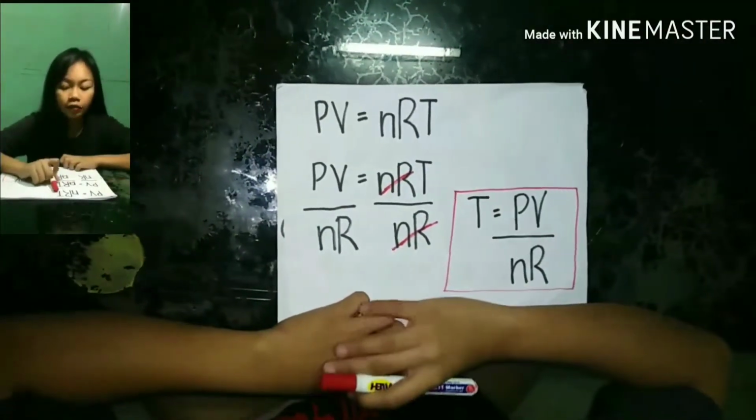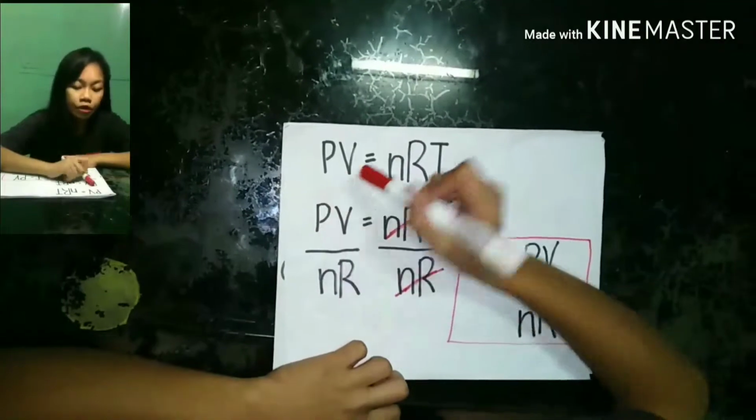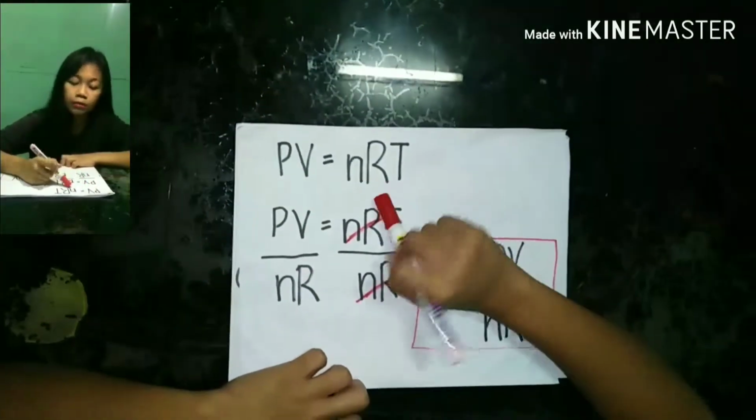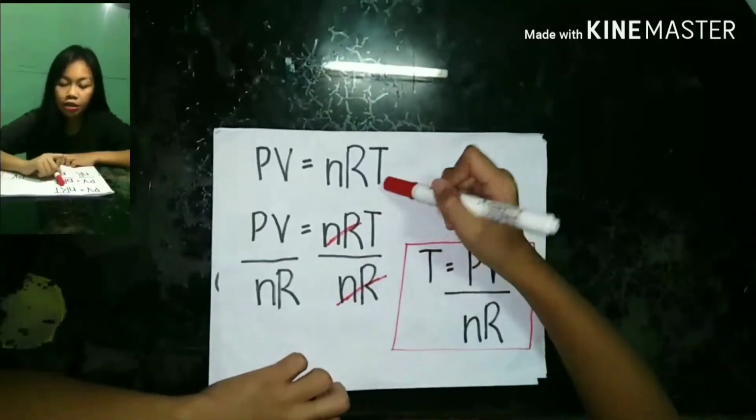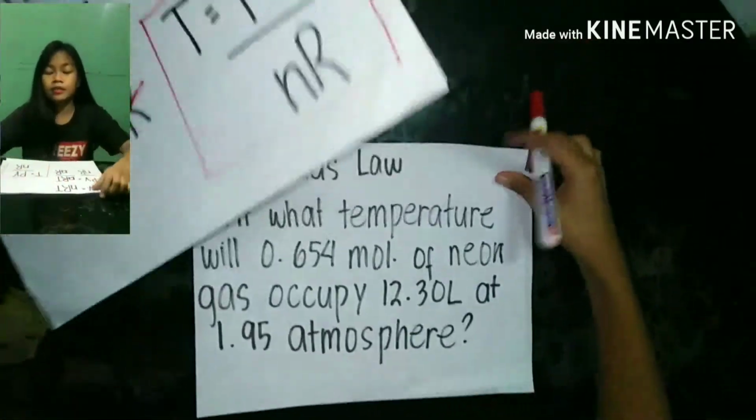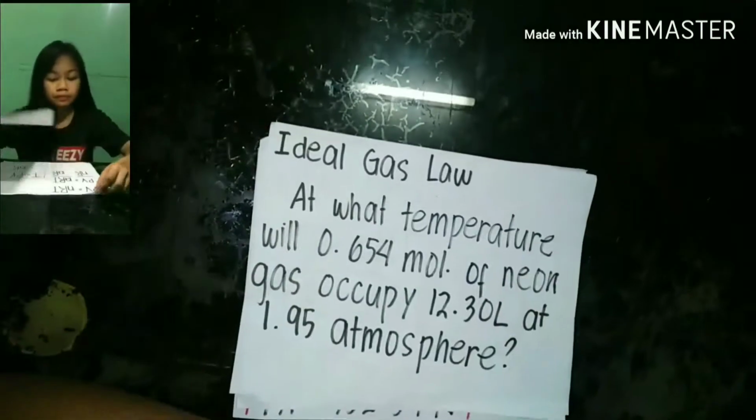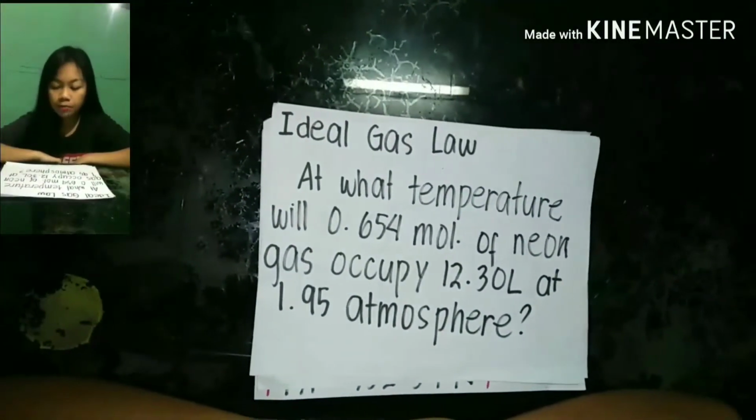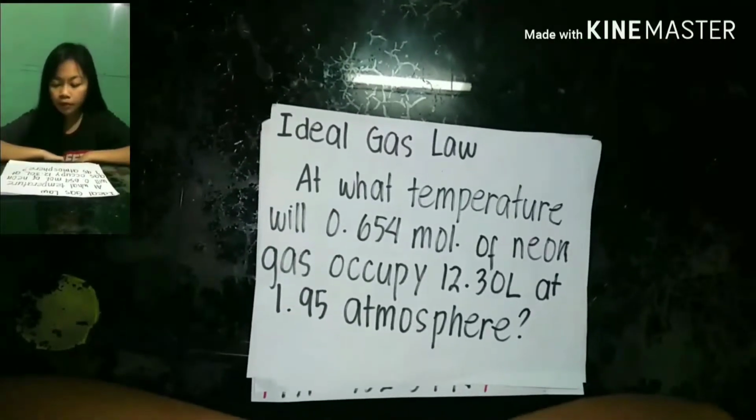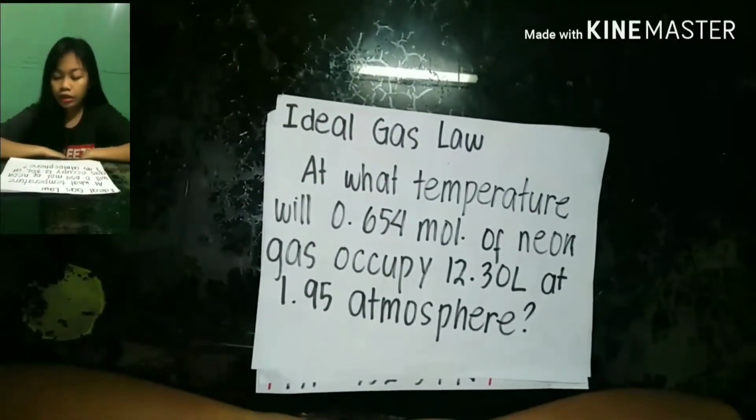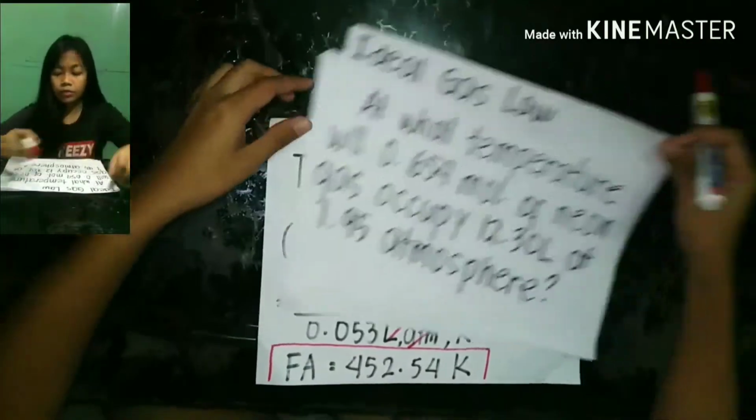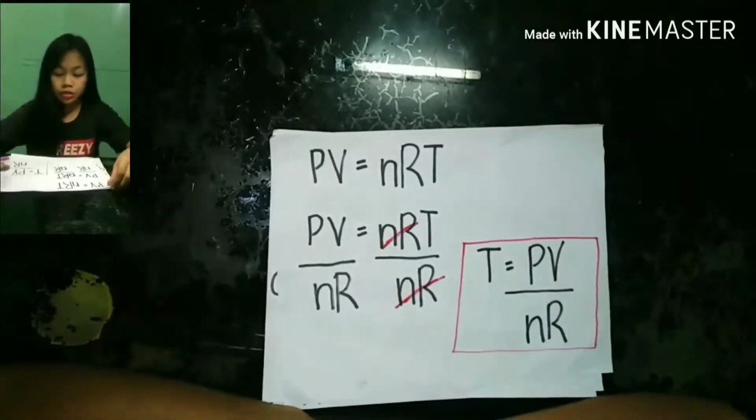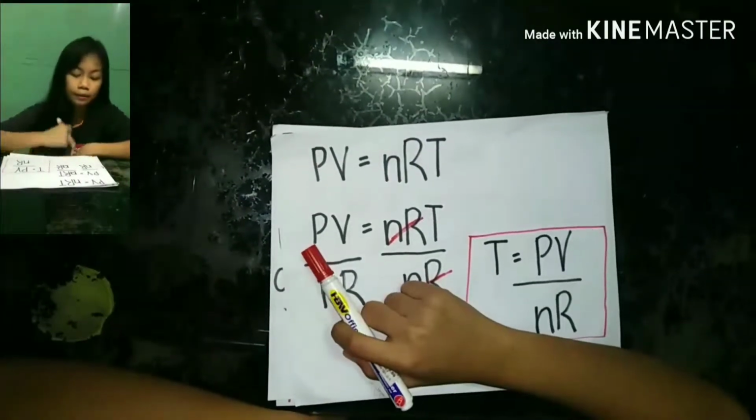This is the standard formula for ideal gas law. Pressure multiplied by volume is equal to gas per mole multiplied by constant of ideal gas law multiplied by temperature. Let's start to solve a problem. At what temperature will 0.654 gas per mole of neon gas occupy 12.30 liters at 1.95 atmosphere? As you can see, the temperature is missing. We need to derive the formula.